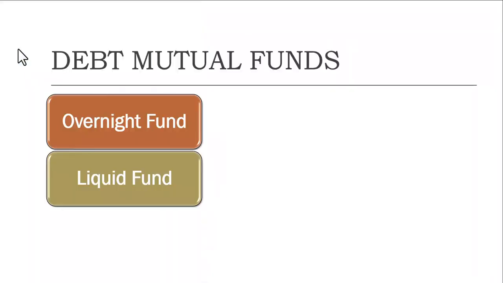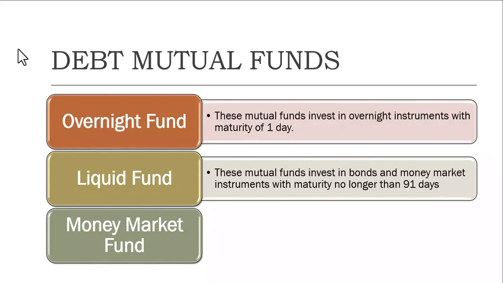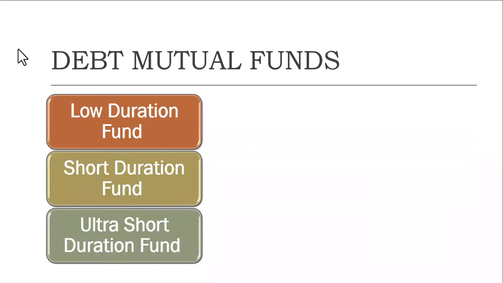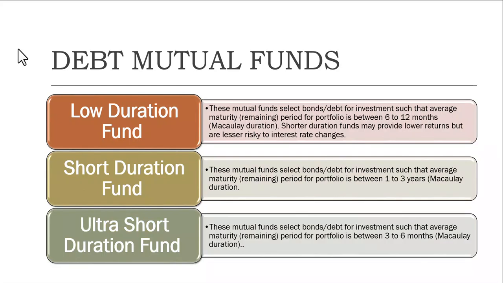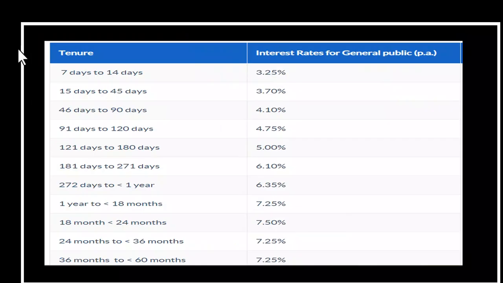So there are various kinds of bonds: overnight bonds, liquid bonds, money market bonds. And I have given long duration, short duration, alternatives. All this can be had from moneycontrol.com, as I have written. This is what the FDs are giving you today. FDs are currently giving around 7 to 7.1% depending on the bank. For senior citizens, the rate is a little higher. Tenure-wise interest rates are close to about 7.2. There's a purpose why I gave it. I'll tell you later on why.